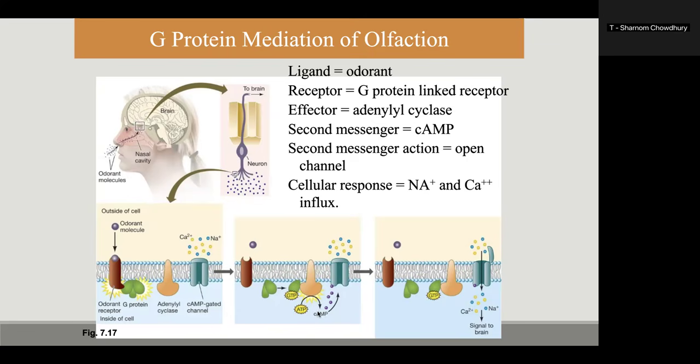And what does cAMP do? cAMP binds to this channel, and then the channel causes calcium and sodium to cause an influx. So it goes within the cell, and that sends a signal to the brain.